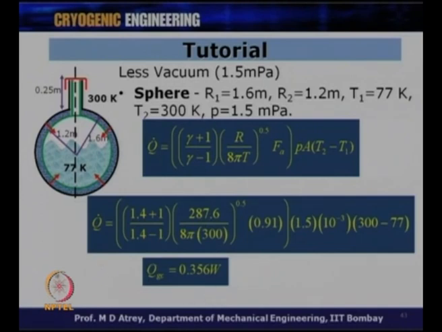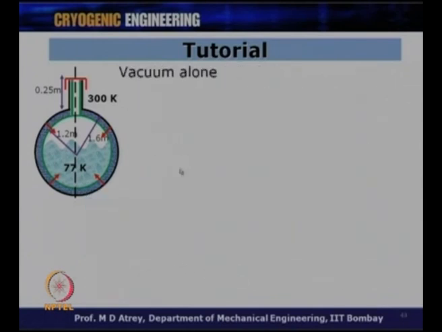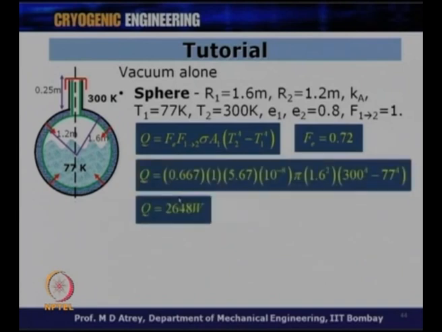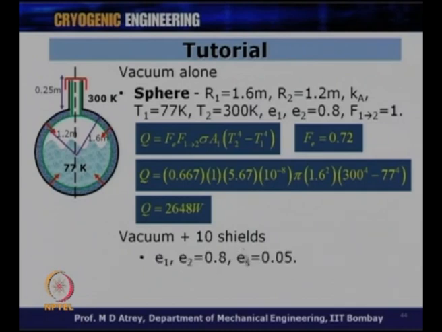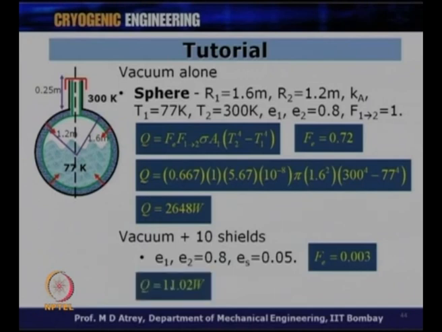So, total heat transfer will be what happens in radiation plus gas conduction or residual gas conduction. If I have vacuum alone, then I will have the same formula and I will get only 2648 watts. But if I add vacuum plus 10 shields, then I can apply the formula using shield emissivity of 0.05, and my Fe will get reduced from 0.72 to 0.003. So, if I allow 10 shields in between, my emissivity factor comes down to 0.003, and therefore my Q will reduce from 2648 to 11 watts. So, you can see the effect of having 10 shields.